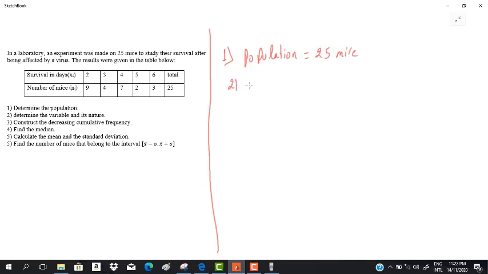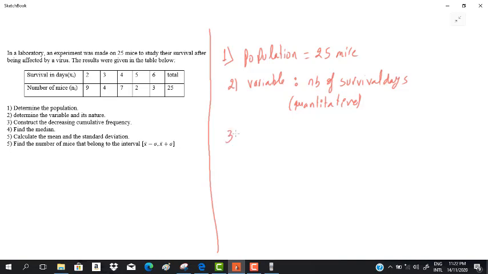Part 2. Determine the variable. The variable is the character in the study. About what we are studying. What we are studying exactly. We are studying the survival in days. Number of survival days. And because it's a number, for sure it's a quantitative and not qualitative. It's a quantity. Okay?